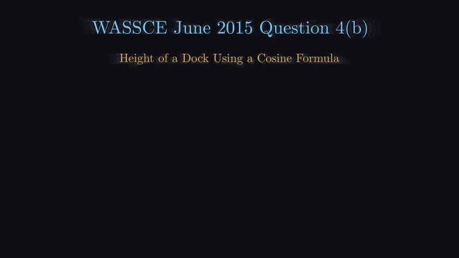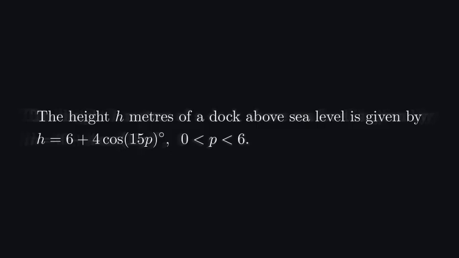Today, we are solving WASSCE June 2015 question 4b. We are given a formula for the height of a dock above sea level, and we will use it to find h and then find p. The height, h meters, of a dock above sea level is given by h equals 6 plus 4 cos of 15p degrees, where p is between 0 and 6.